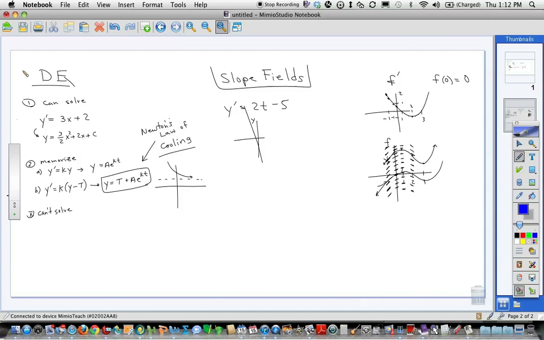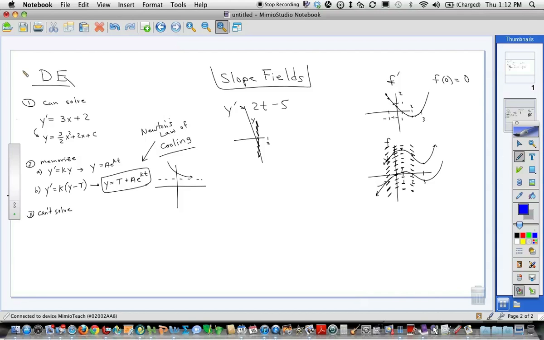So put a 0 in for t. What do you get? So that means when t is 0, I'm going to have a slope. That's a really steep slope of -5. So I'm just going to put in some slope segments like this. -5.